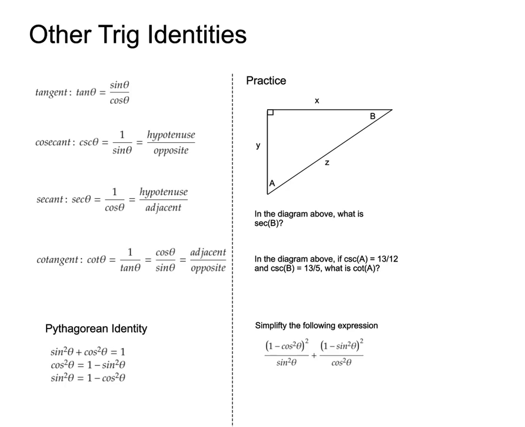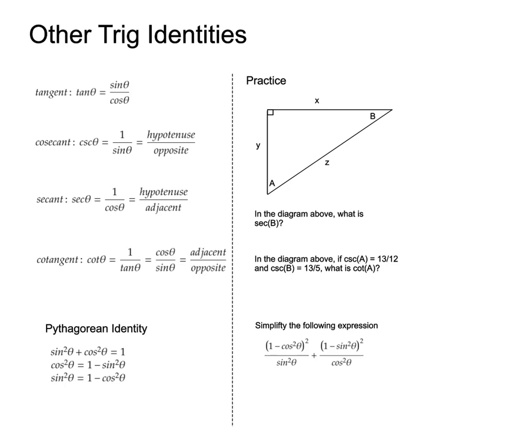We're going to start with tangent. I know that we already know tangent as the TOA part of SOHCAHTOA, meaning opposite over adjacent. However, tangent may also be rewritten as sine of theta over cosine of theta. It's the exact same thing, it's just another way of looking at it.